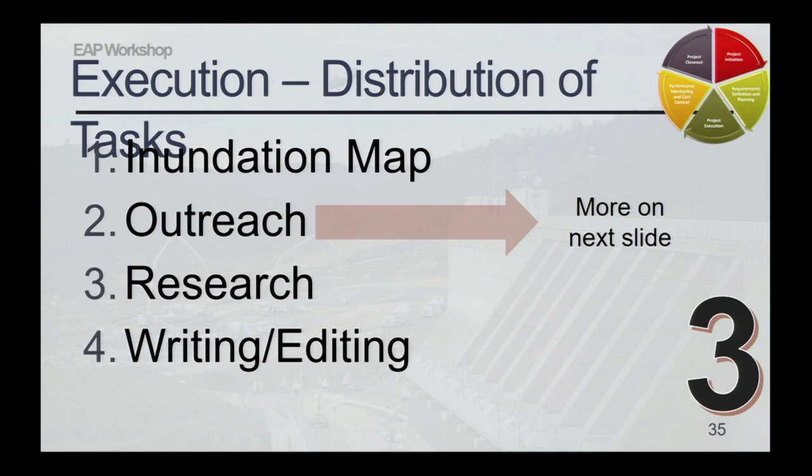The research and writing and editing could perhaps be done by one person or broken up. Inundation mapping will probably be done by a third-party engineer, unless you happen to be one yourself. Outreach will cover a little bit more on the next slide, and then that researching, writing, and editing can be accomplished by one person or one group of people, or you can break that up. Now, that stakeholder outreach can seem like the most intimidating because it requires coordination and documentation. So I want to get you started on some suggestions and tools to help you be successful in the outreach portion.